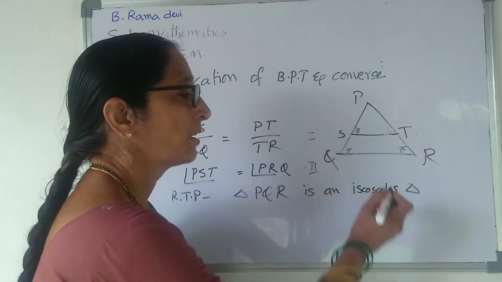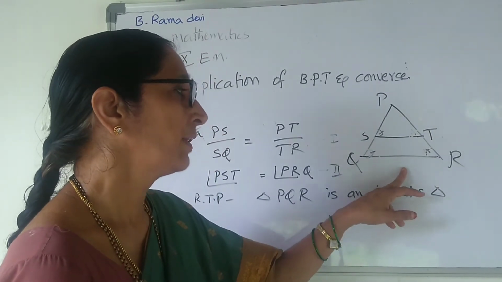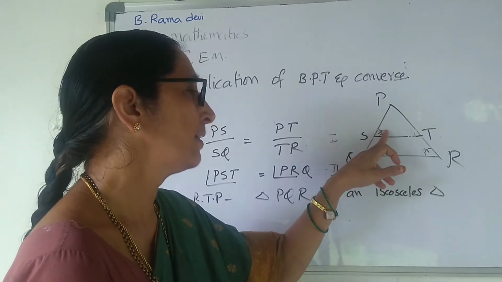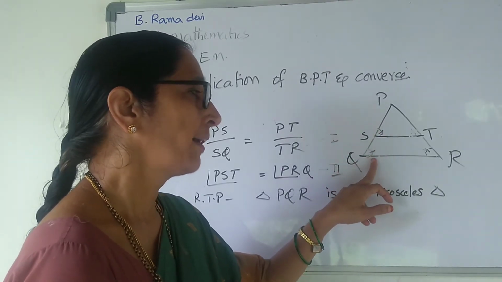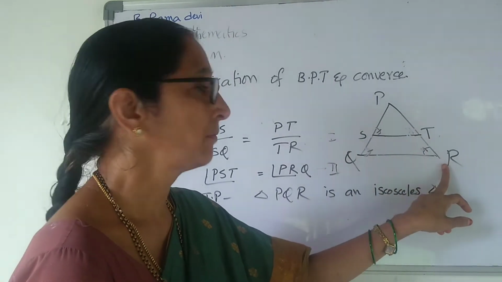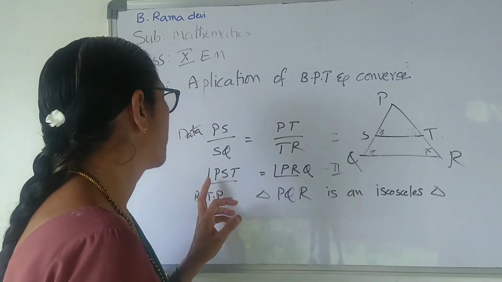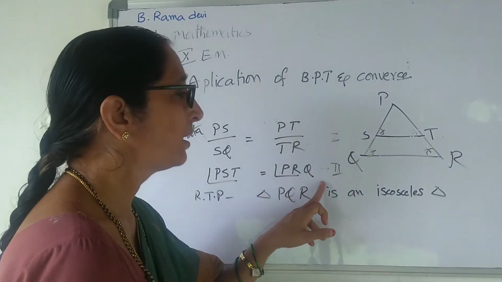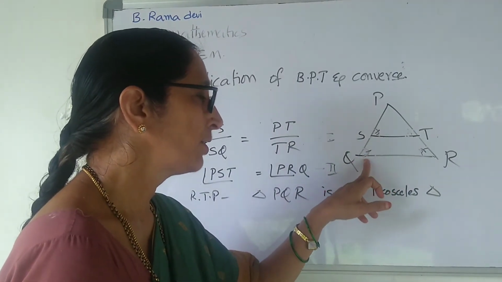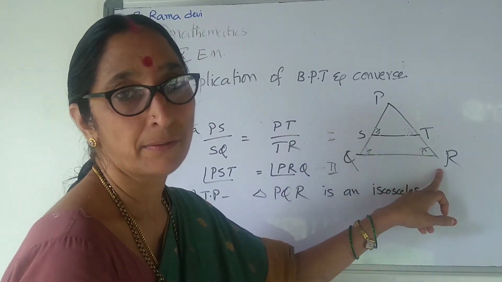So, ST is parallel to QR. If ST is parallel to QR, the corresponding angles, angle S is equal to angle Q, angle T is equal to angle R. But the data, the second point in the data, is angle PST is equal to angle PRQ. So angle S is equal to angle Q and angle Q is equal to angle R.